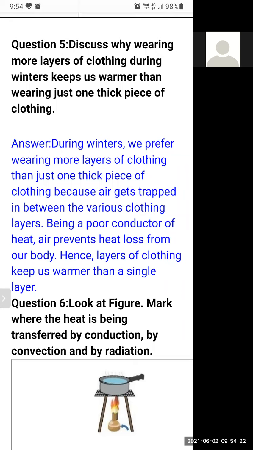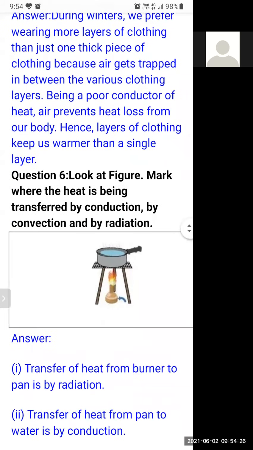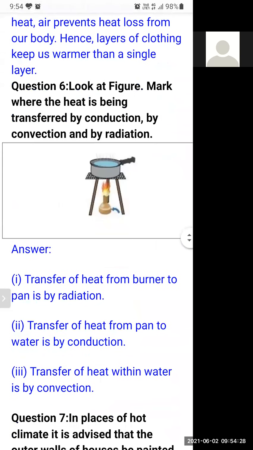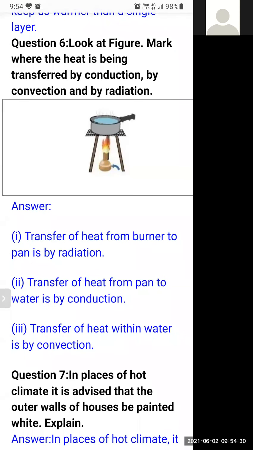Why do we prefer wearing more layers of clothing? Okay. Question number 6, it is a good question. Look at the figure, mark where the heat is being transferred by conduction, convection, and radiation. So you have to mark this diagram. Okay. Marking should be there.